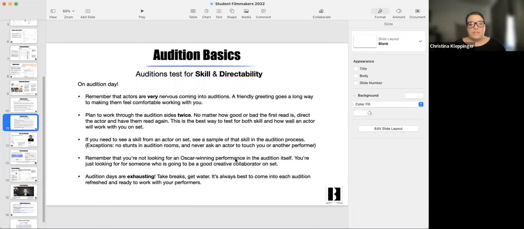The mistake I often see young filmmakers make is that they want to go around and around and around with the audition material until they get to the performance they would want on set. But that's not really what we're doing in the audition room. We're just seeing if someone is skilled at what they're doing and a good creative collaborator for you on set. Is this someone that you've got good chemistry with? You have lots of time in rehearsals and prep and on the shoot day to get an actor to that final performance. So we're not looking for Academy Award winning performances in the audition room.